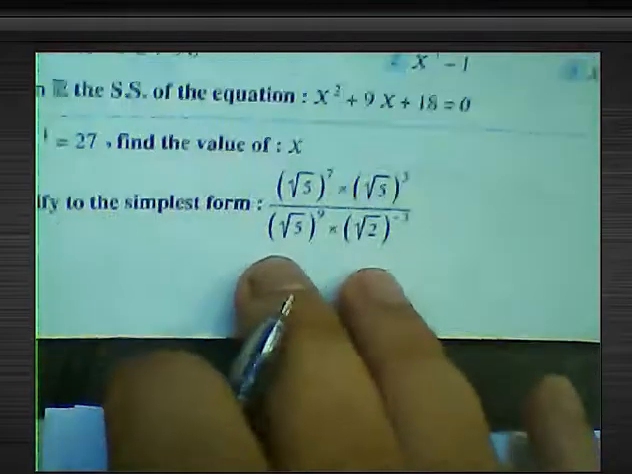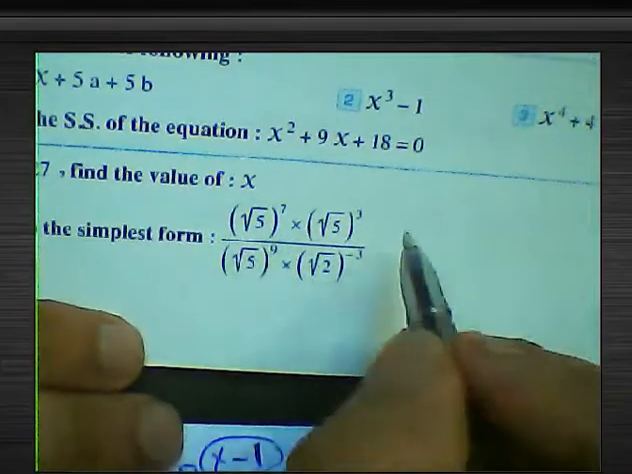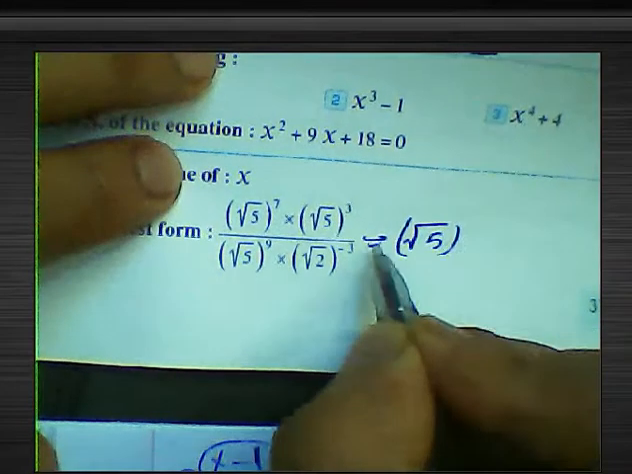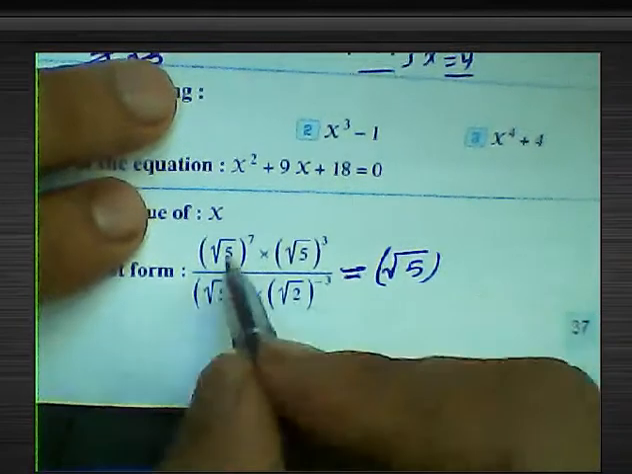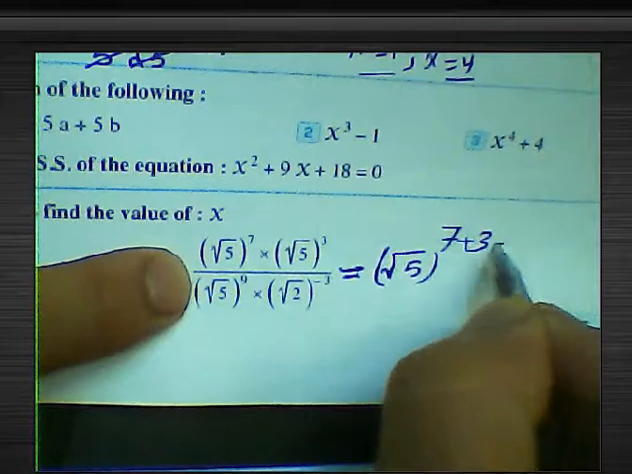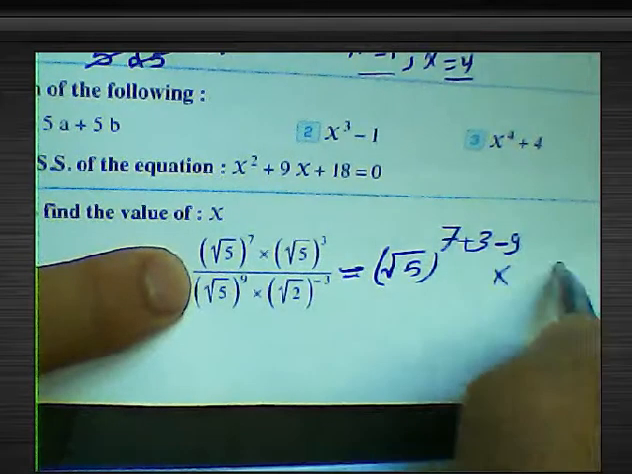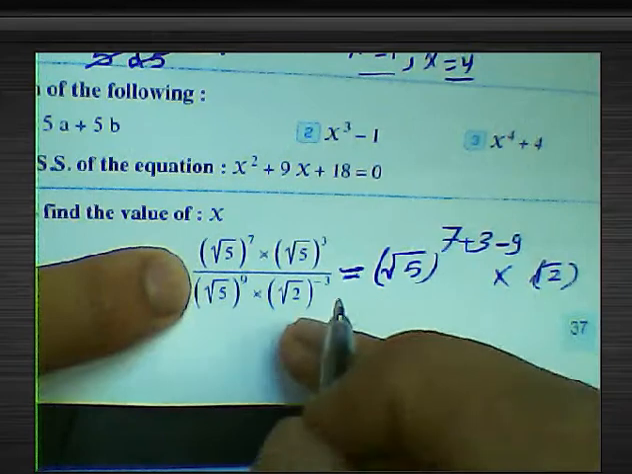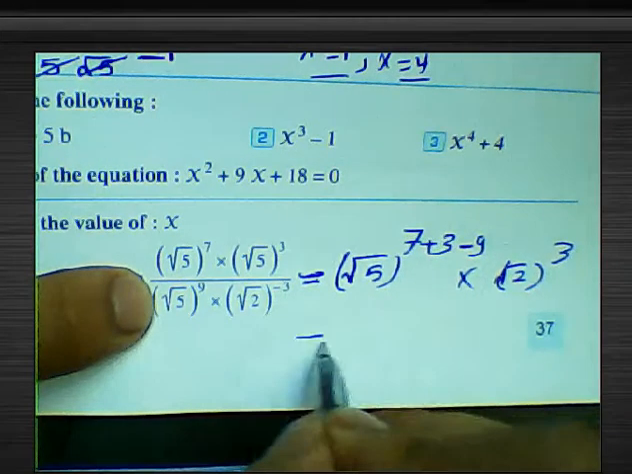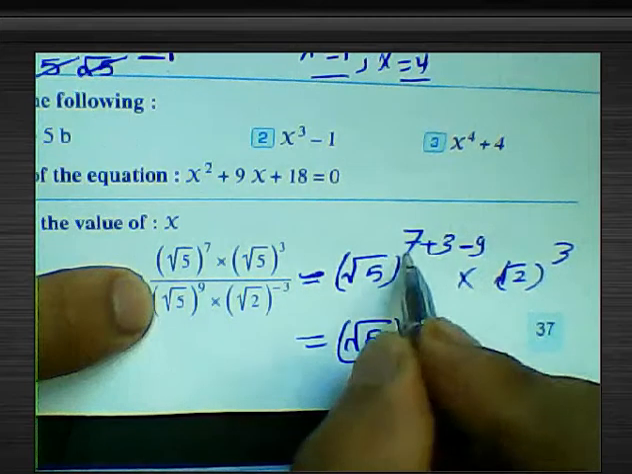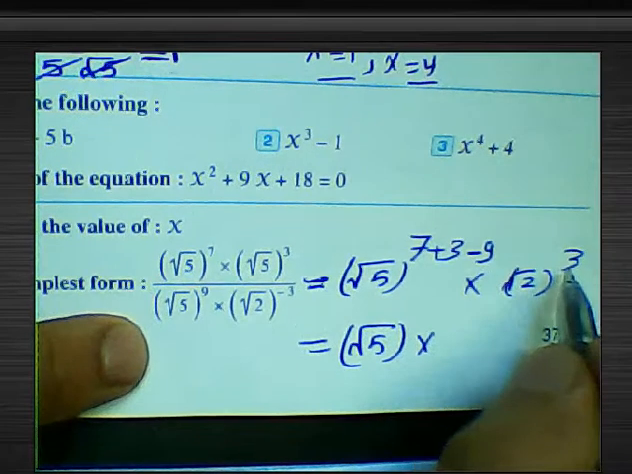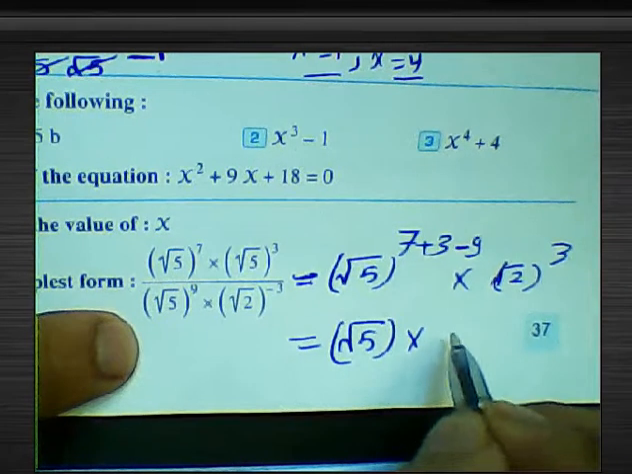Simplify this expression. We know root of 5, look at here with me about example. Root 5 power 7 plus 3 subtract 9, and root 2 we can write it from denominator to numerator will be 3. The result will be root 5 power 7 plus 3 is 10 minus 9 equal 1 multiply root 2 power 3, it will be 2 root 2.